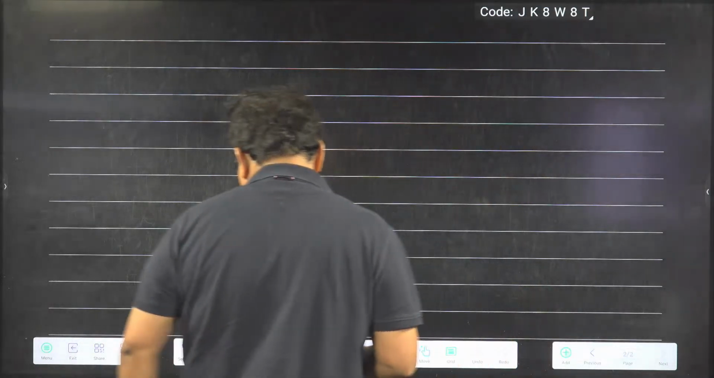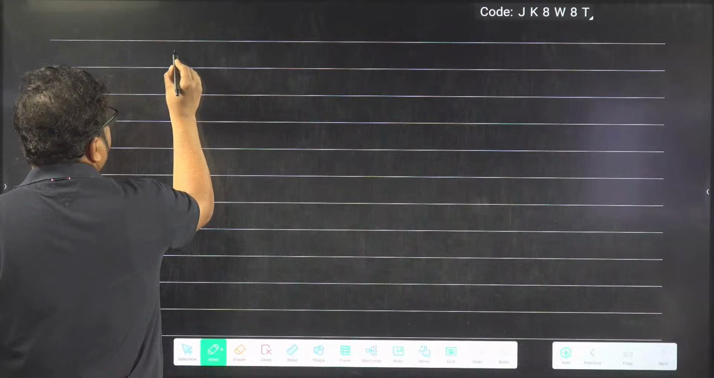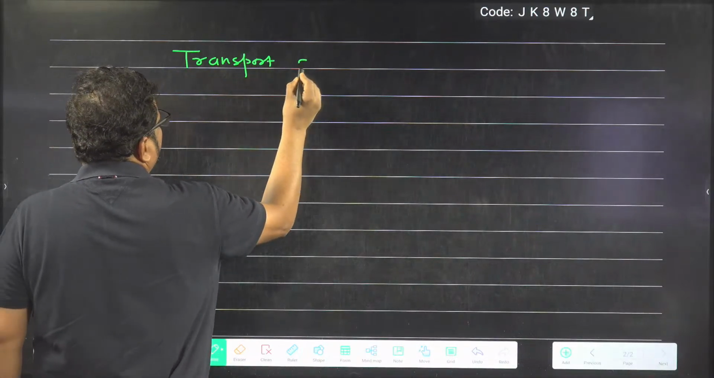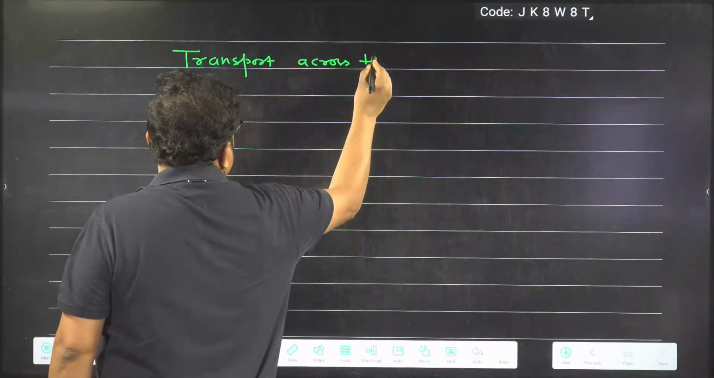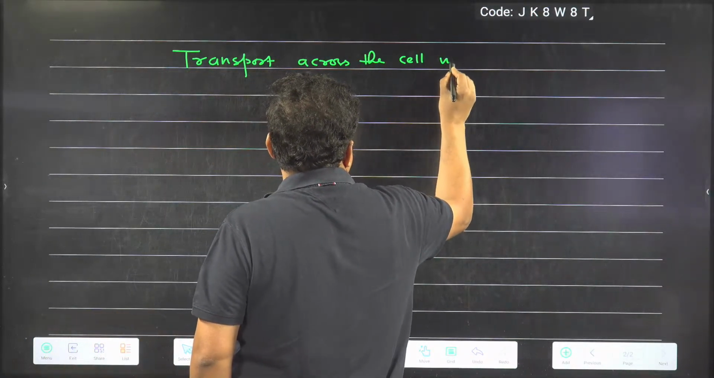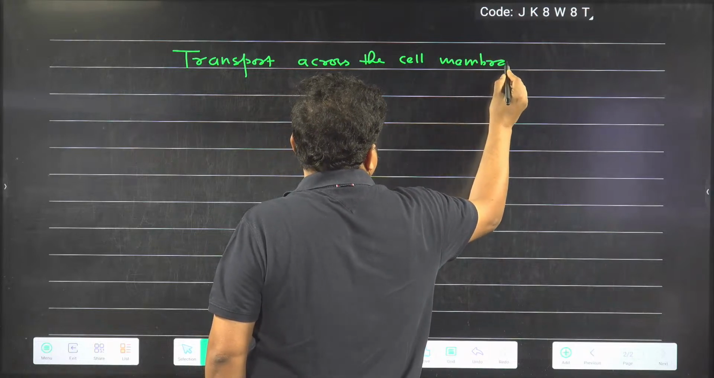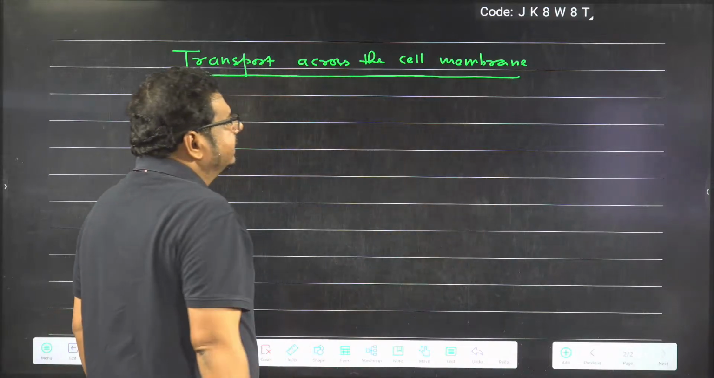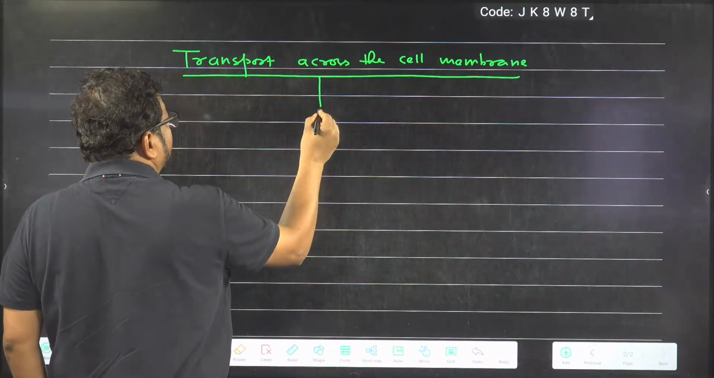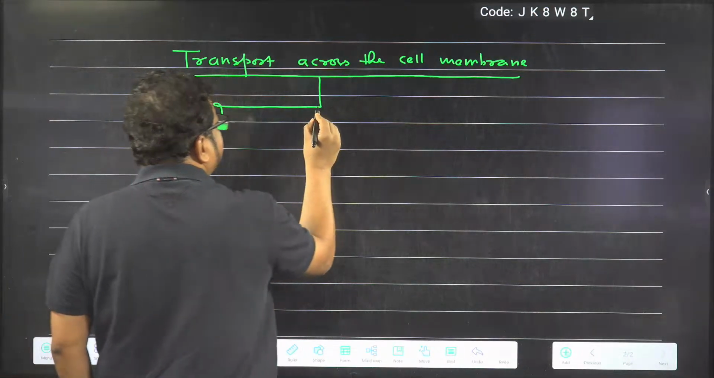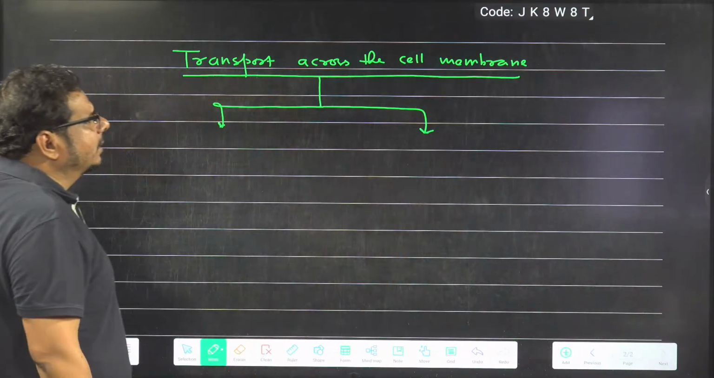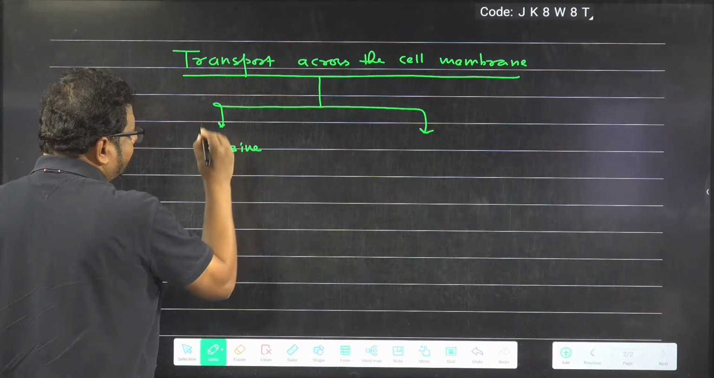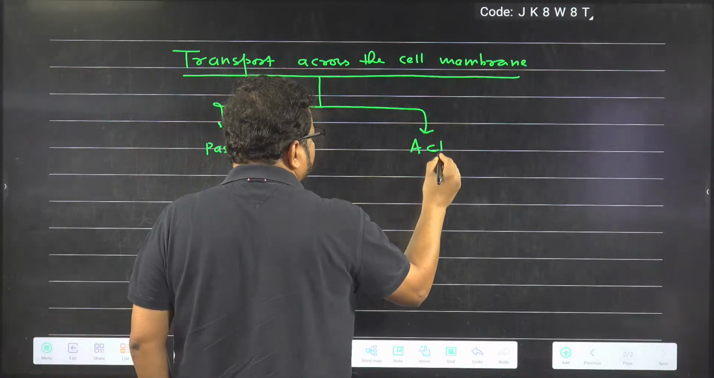Now I am going to talk about transport across the cell membrane. And for that, once again I am drawing the structure of the plasma membrane, then you will understand it better. So two types of transport occur. Let me first deal with the flow chart, then I will tell you through the diagram. Two types of transport occur across the membrane. One is called passive transport and another is active transport.